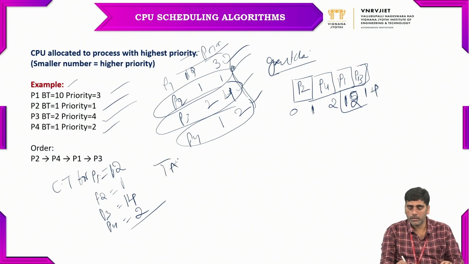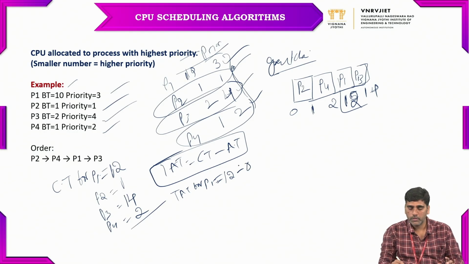So turnaround time equals completion time minus arrival time. For each and every process, what is the turnaround time? Turnaround time for P1 equals the completion time of P1, which is 12 milliseconds, and arrival time is 0. For P2 the completion time is 1 millisecond, arrival time is 0. For P3 the completion time is 14 milliseconds, and arrival time is 0. And the completion time of P4 is 2 milliseconds, and arrival time is 0.